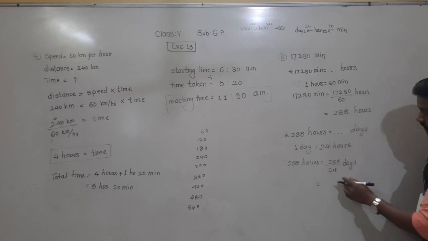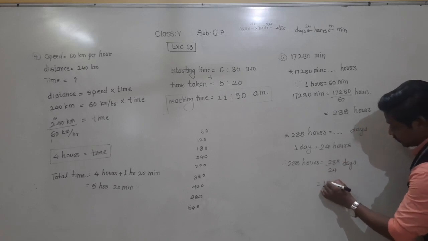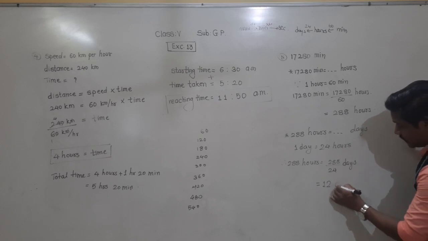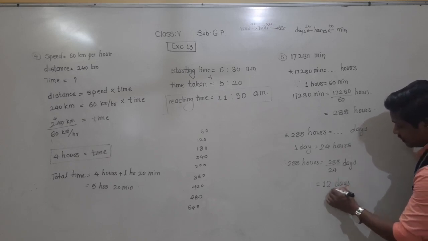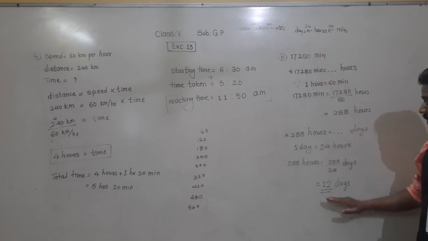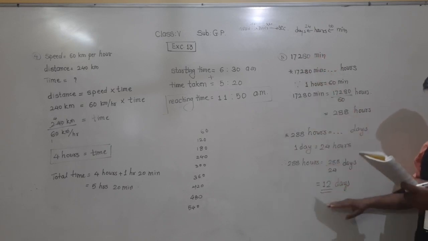So now see, 24 ones are 24, 4 remain, 24 twos are 48. Okay? 12 days. This is your answer. See, 17,280 minutes is equal to, at the end, how many days? 12 days. Okay?